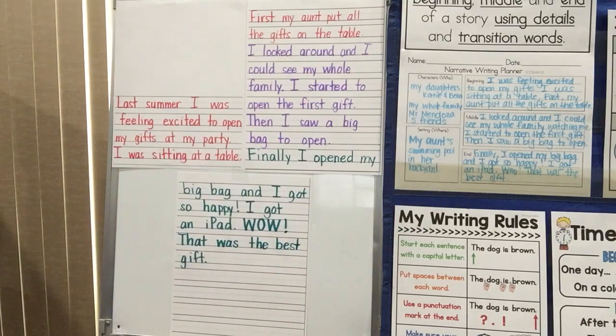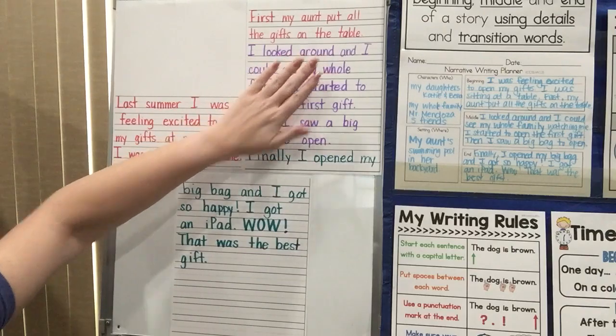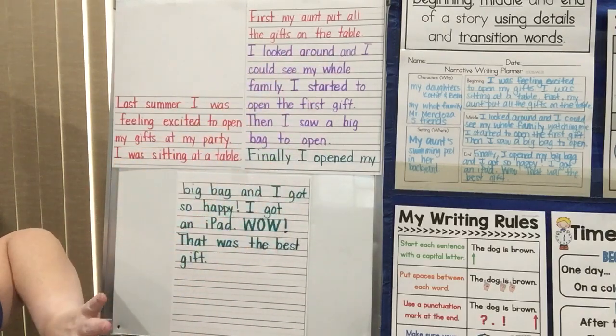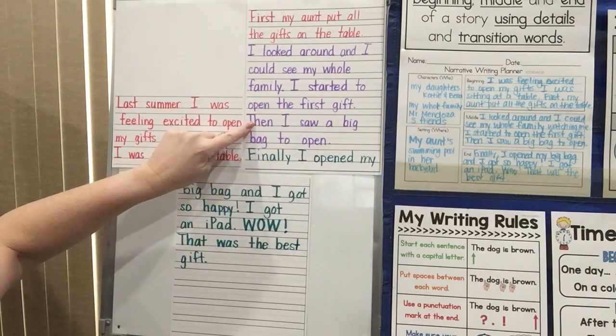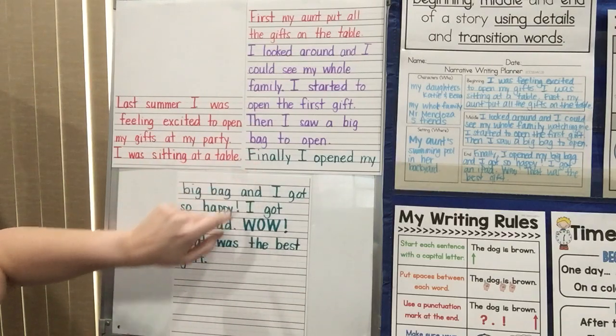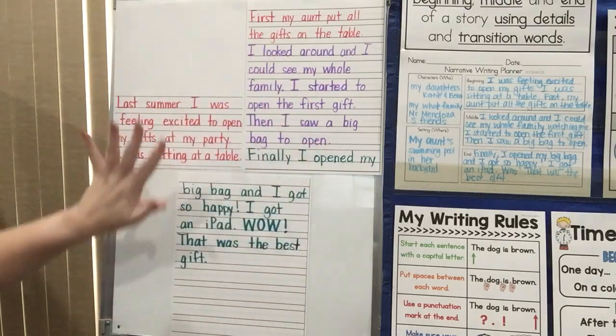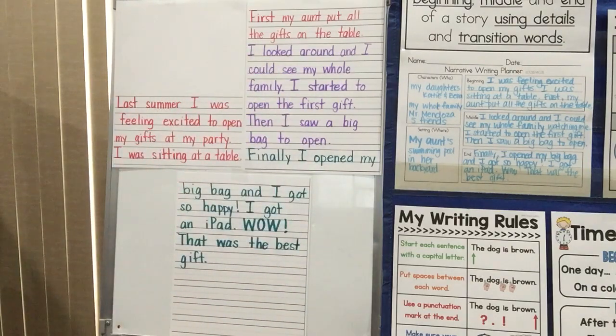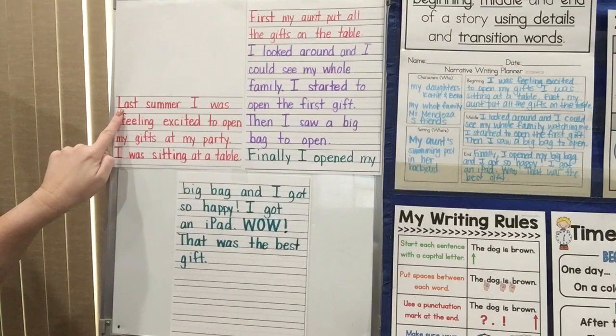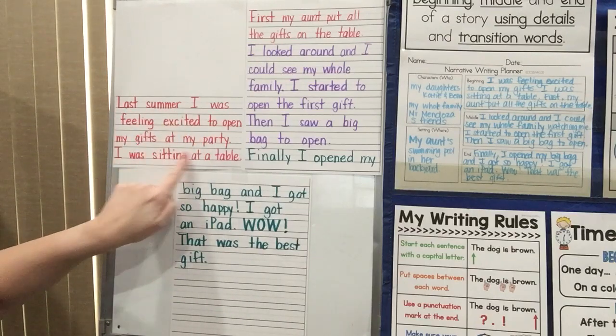All right, so I think I'm done. I've got a beginning, I've got a middle, I've got an end. I have words like first, then, finally. And so now I want to make sure, I'm going to go back, I'm going to read it all, make sure that it makes sense, that I know what it says, that I've got spaces, that I've got periods, capital letters at the beginning. Okay, capital letter, period.